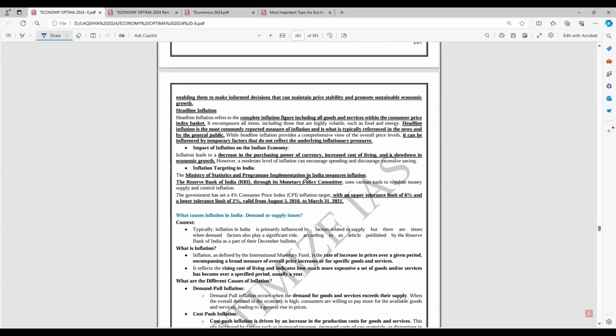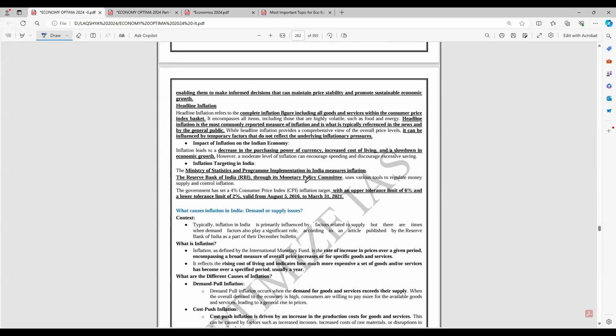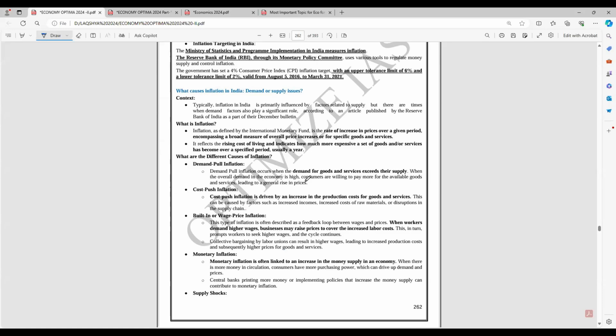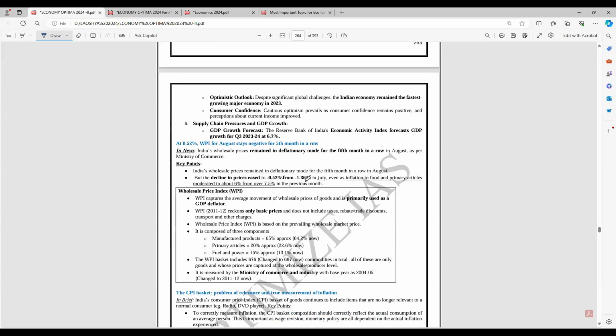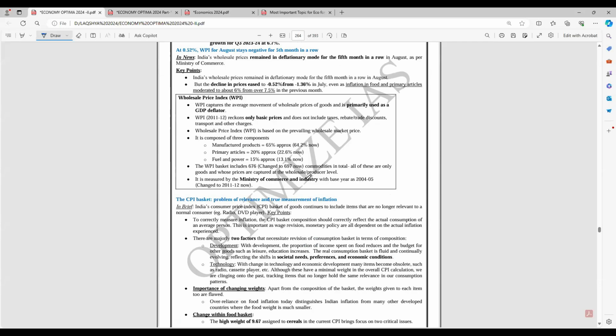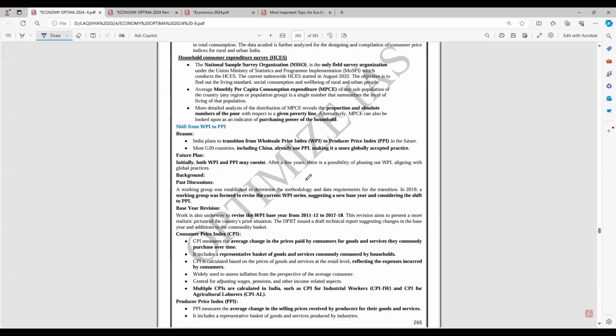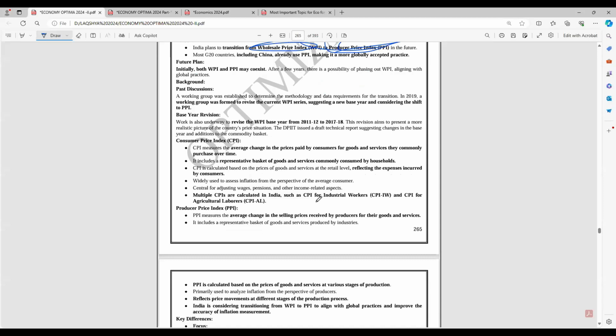Core inflation, headline inflation. Headline inflation is core plus food and fuel. Another concept, greed inflation. What is greed inflation, guys? Greed inflation is inflation because of greed of corporates. Another important concept, guys, producer price index. Wholesale price index, CPI, consumer price index, and producer price index. Producer price index is becoming very, very important nowadays. Producer price index is the average change in the selling price perceived by the producer of their goods and services.